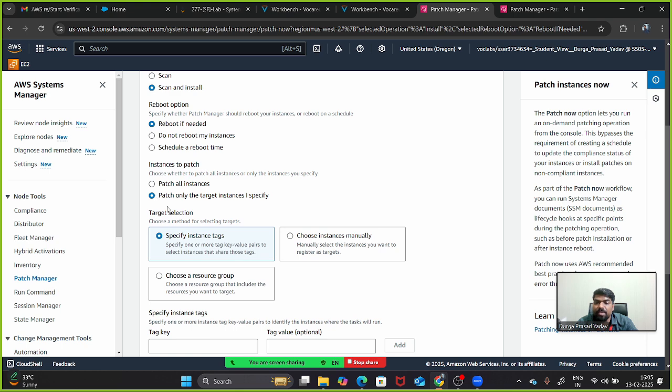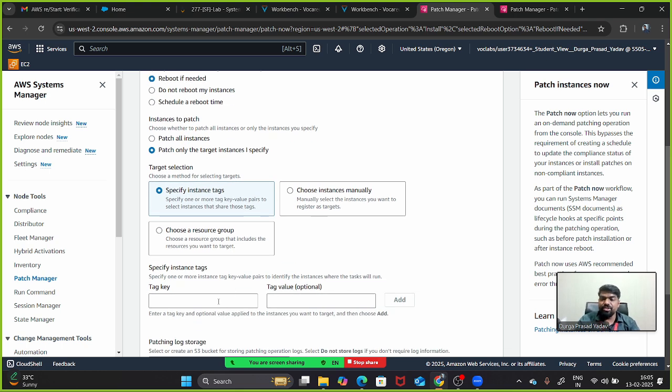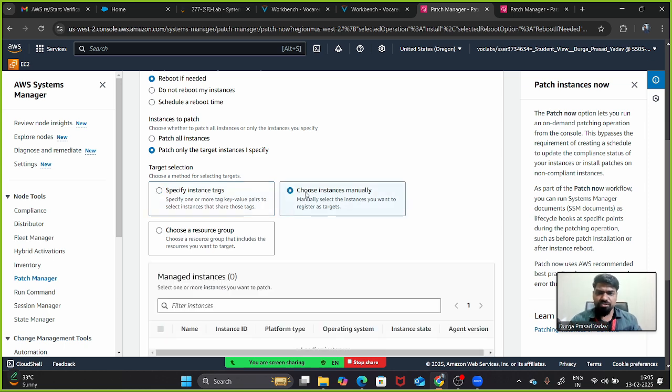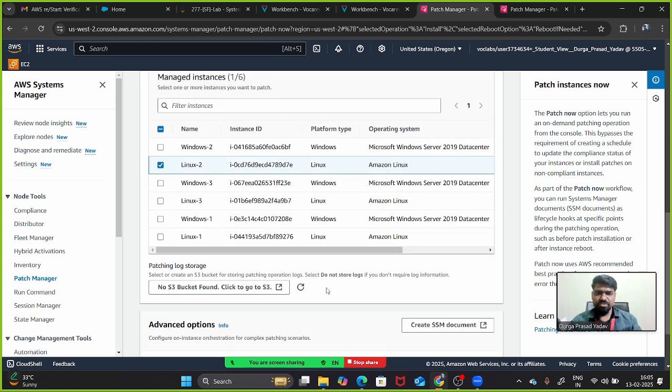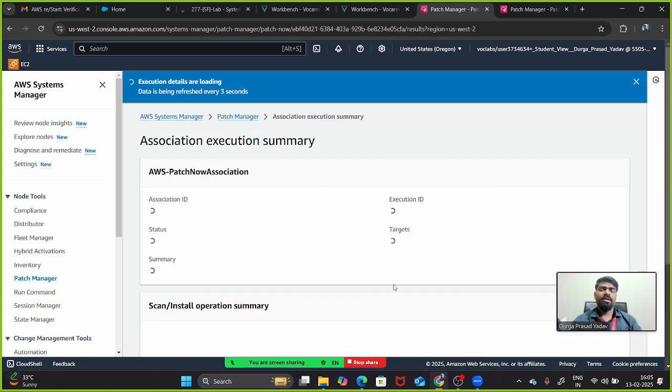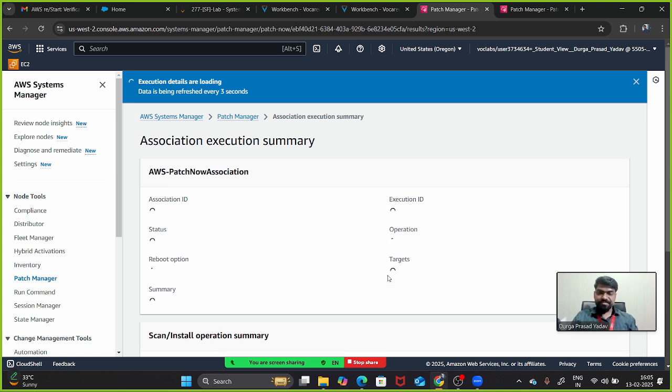And where you want to patch, you can choose your instance manually, or you can choose it by the tag. Let's say a Linux prod tag is there, I did not see the tag, but you can choose manually. Let's say Linux 2, I'm going to check it and I'll patch it. It will just patch the Linux 2 machine also.